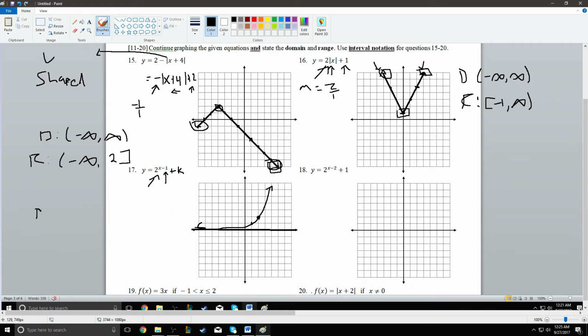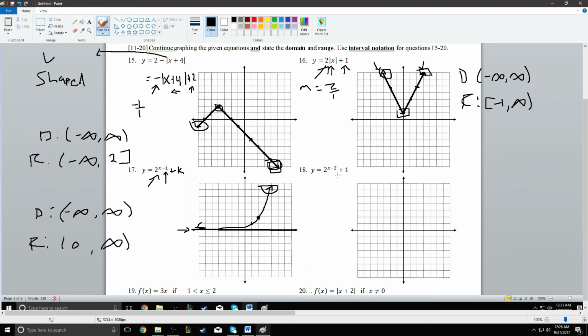So for your domain, left side, there's an arrow. Right side, arrow. For your range, lowest part is the asymptote. That's at 0. The graph never touches the asymptote, so it gets a parentheses, not a bracket. And the tallest point has an arrow, which goes to infinity.